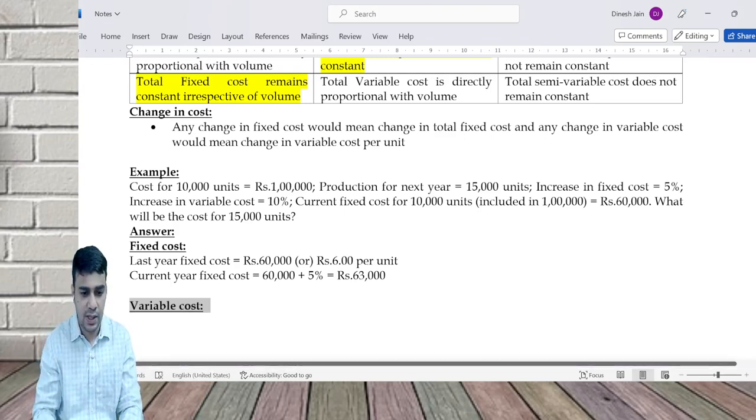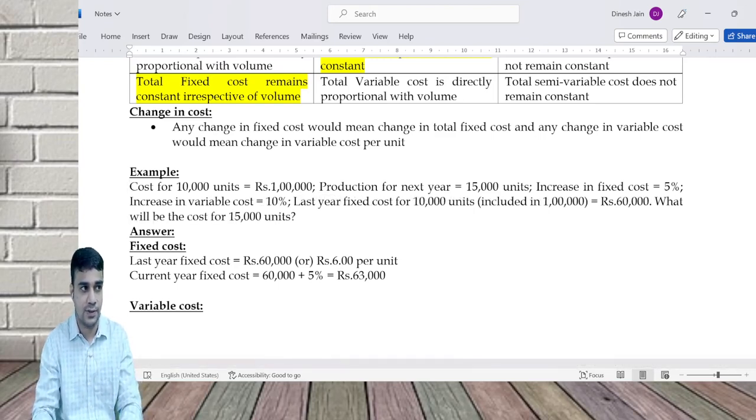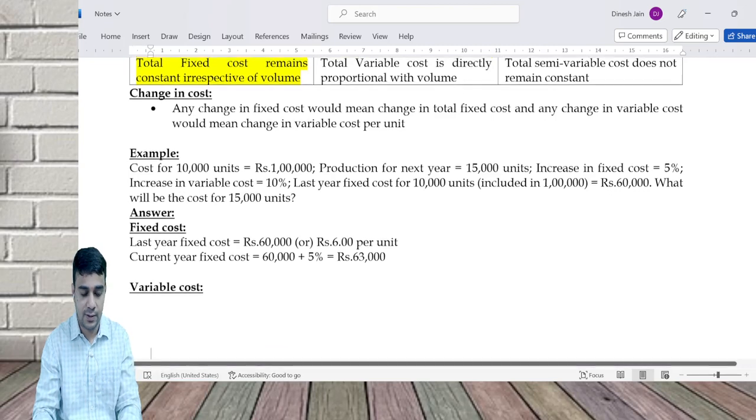Just make one change in the question. Just make it very clear here. This is last year fixed cost for 10,000 units. Variable cost.